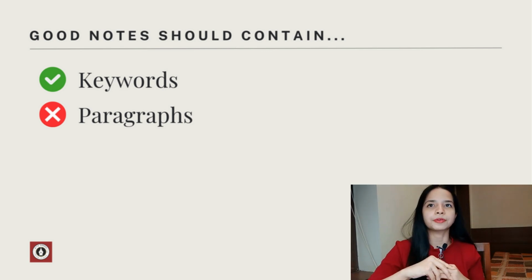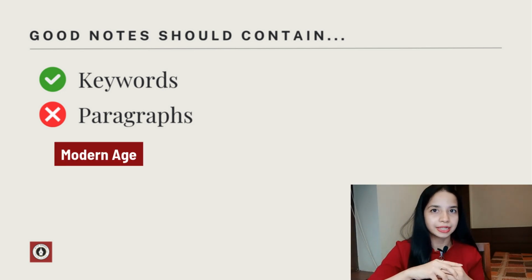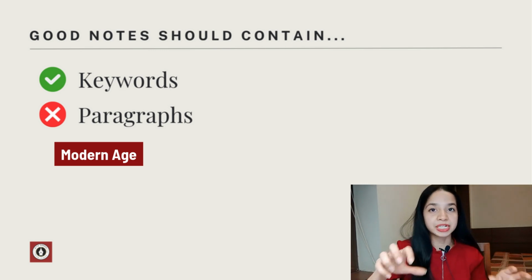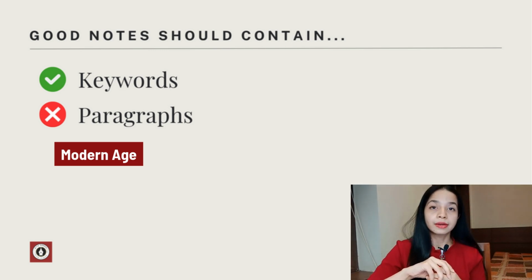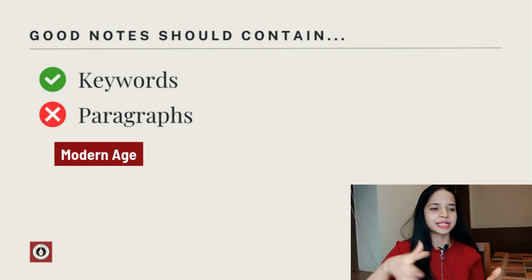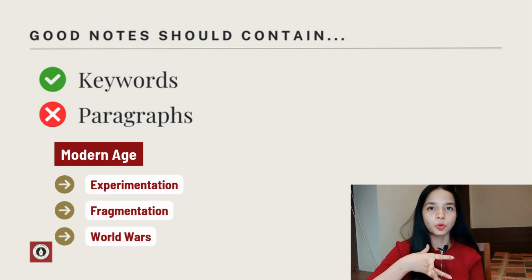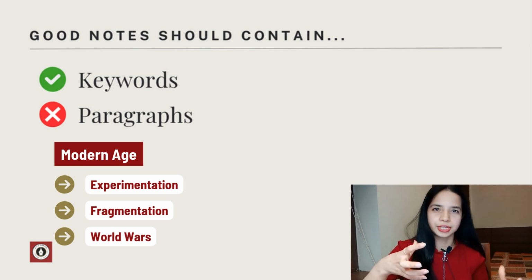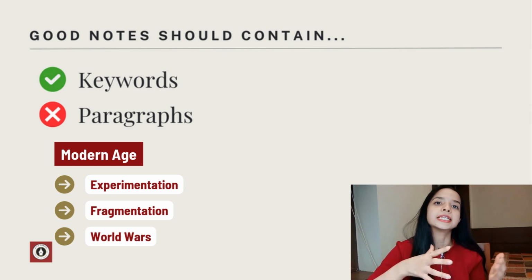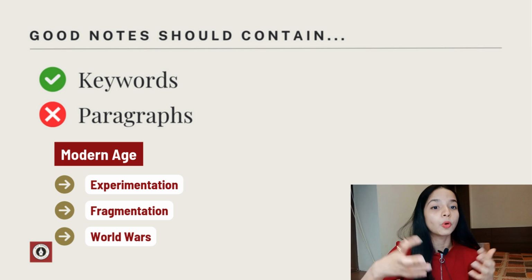For example, if you are trying to understand the key characteristics of the modern age in literature, don't just try and write everything whatever the reference material has provided you. Write your own keywords. For example, for me, postmodern age is defined with experimentation, fragmentation, world wars, right? All of those things. This is going to help you extremely for your literary theories, right? It is going to help you understand literary theories in more depth.